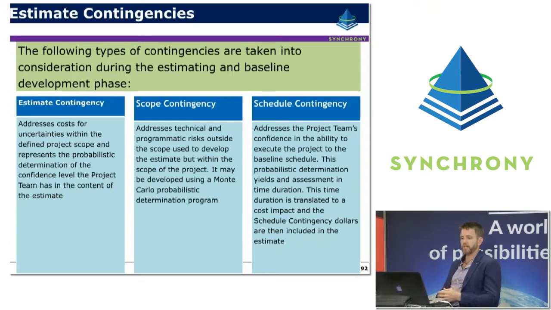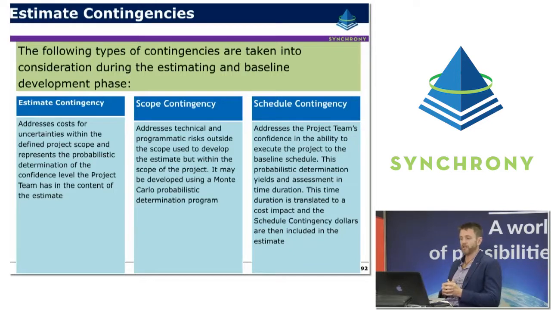Estimate contingency is the way that we deal with uncertainties in the defined project scope. And it basically represents the probabilistic determination or confidence level the project team has in the actual content or the scope as it's included in the estimate. Another form of contingency might be scope contingency. And this sort of addresses the technical and programmatic risks outside the scope as it's defined in the actual estimate itself, but may be required within the actual project. So it may be something that can be developed using a Monte Carlo probabilistic determination technique.